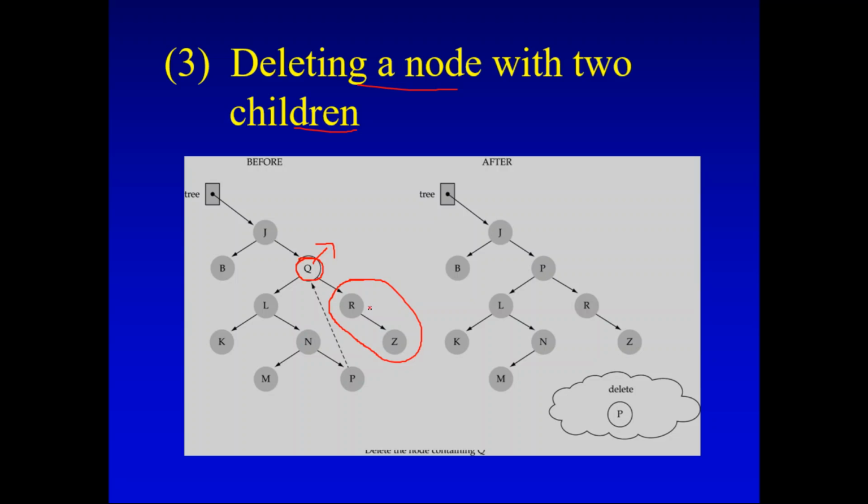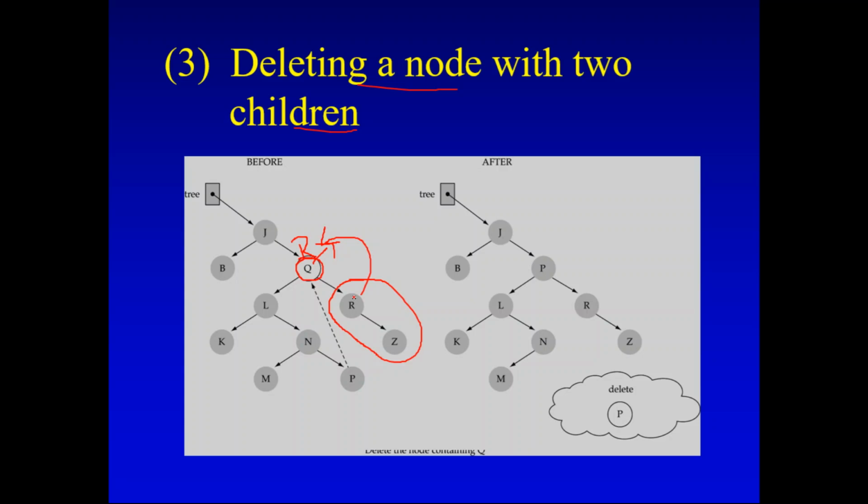That's it. So if you see here, what is the smallest node in the right subtree? Actually R is the smallest node. So R should come here. But this R should be removed. So again you have to check. We want to remove Q, right? So instead of removing Q, what we are doing is this R is moved here. But this R should be deleted.